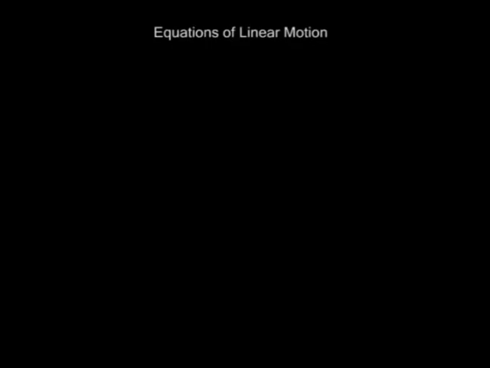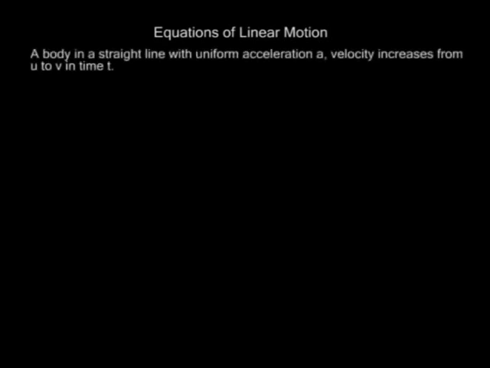Then we move to equations of linear motion. Now consider a body moving in a straight line with uniform acceleration a, so that its velocity increases from an initial value u to a final value v in time t. The acceleration for such a body is given by acceleration is equal to final velocity minus initial velocity over time. Therefore, a is equal to v minus u over t. Making v the subject of the formula, v is equal to u plus at.